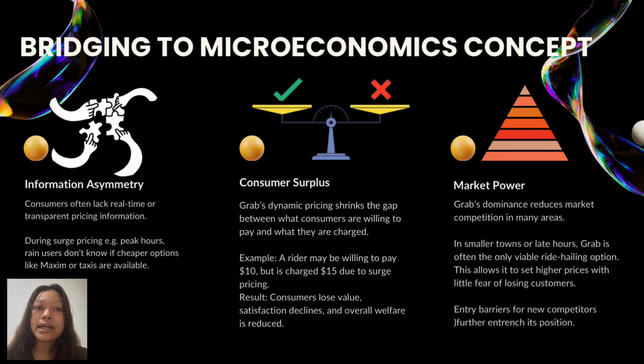Secondly, we see a decline in consumer surplus. Grab surge pricing means the fare might exceed what a consumer is willing to pay. Say someone is okay with paying 10 ringgit for a ride, but due to surge pricing, they are charged 15 ringgit. The 5 ringgit difference represents the lost value, and when this happens on a large scale, it reduces total welfare. Thirdly, it's market power.